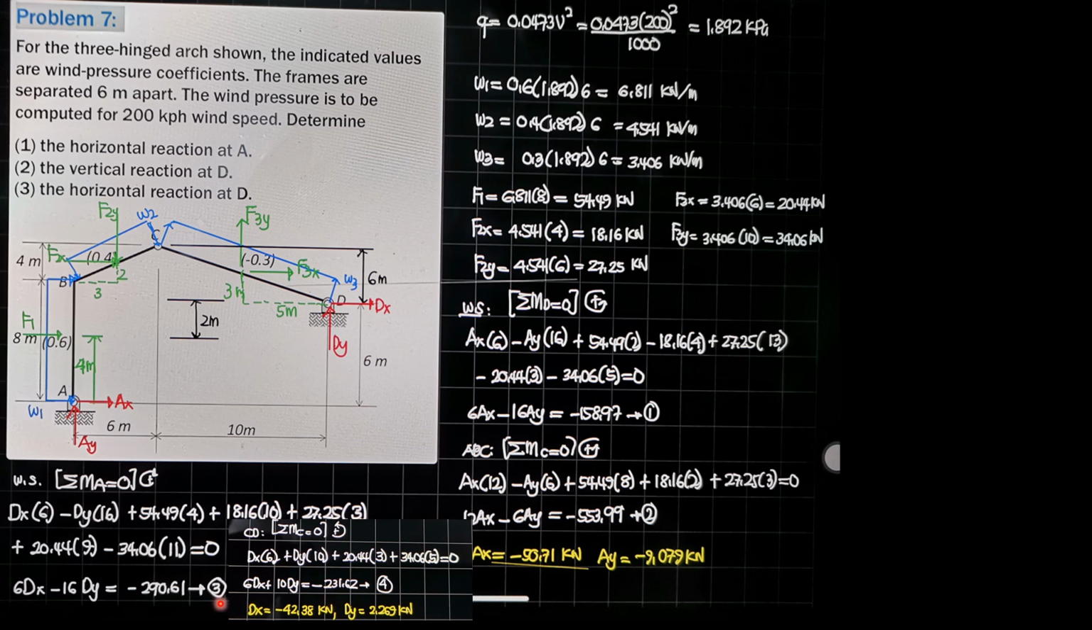So simplifying, 6dx plus 10dy equals negative 231.62. Solving equations 3 and 4 simultaneously, we obtain dx negative 42.38 kilonewtons and dy 2.269 kilonewtons. So you check summation versus x, and it should be 0. Summation versus y, it should also be 0. So that's it for this problem.